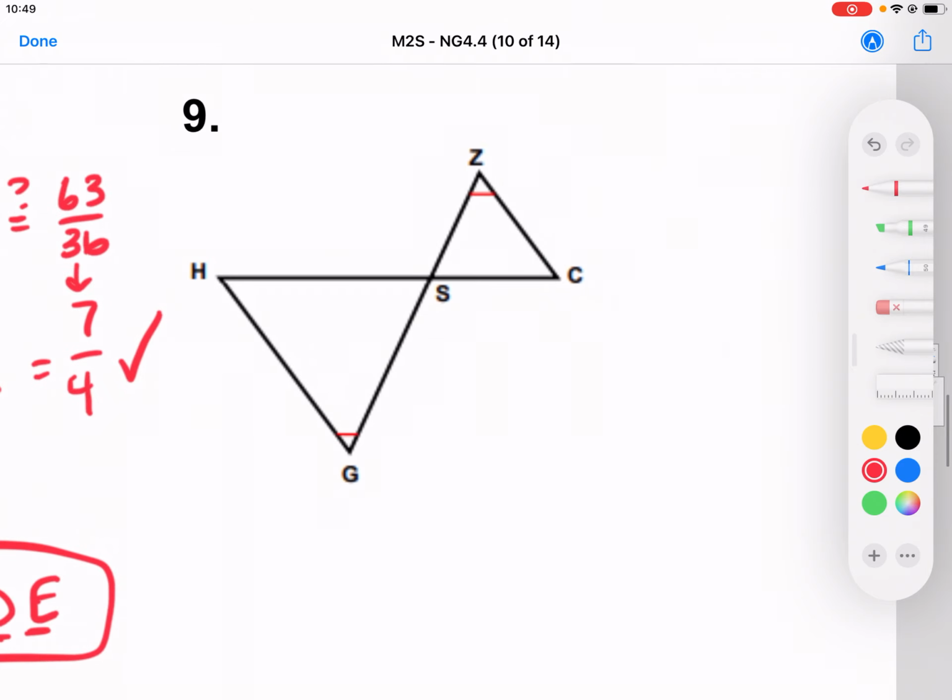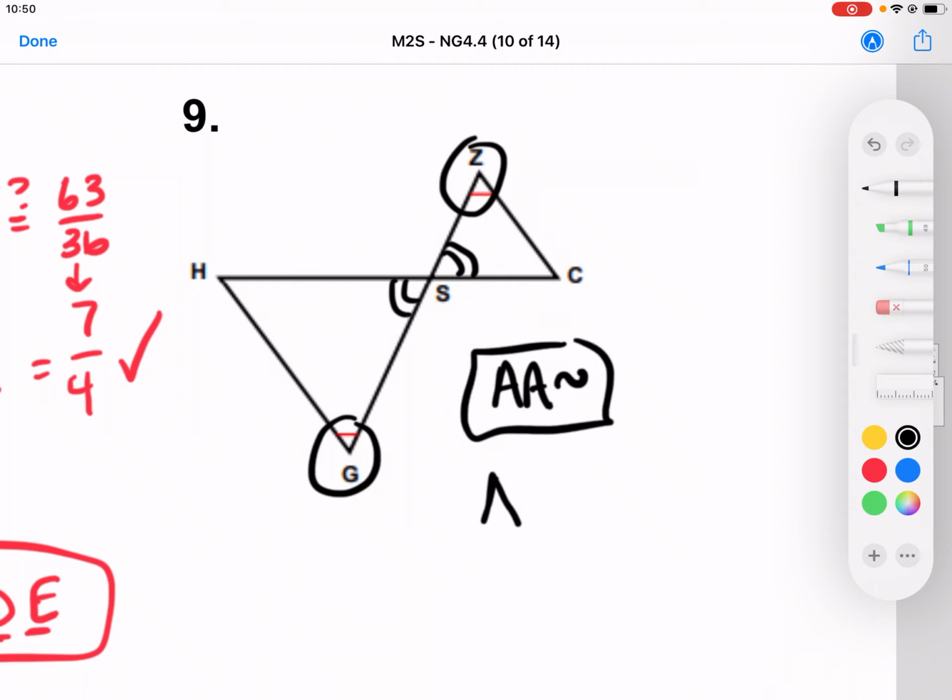And then last one over here, just a reminder, vertical angles are equal. And I'm going to do a double angle for that one. And then we already have another angle that's equal. So this is similar by angle similarity.